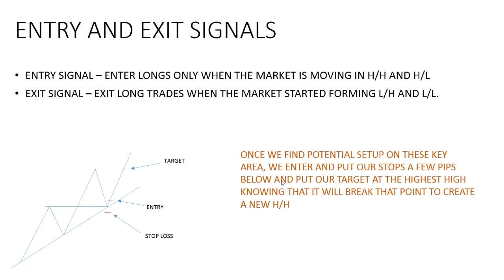Once we find a potential setup on this key area, we enter and put our stop a few pips below and put our target at the highest high, knowing that it will break that point to create a new higher high. We can spot that the market moved from a low, created a high, then a low that it couldn't break, so it's a higher low. It went up and broke the high. When it's an uptrend, it continues to break the high.